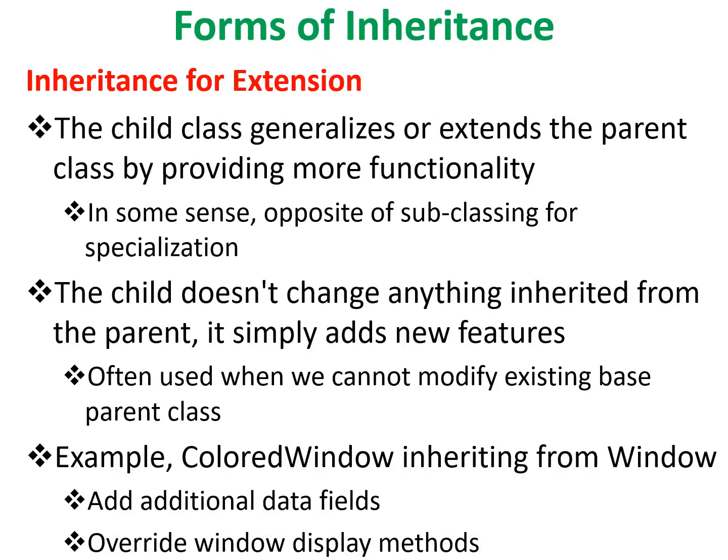Inheritance for extension. The child class extends the parent class by providing more functionality. In some sense it is the opposite of subclassing for specification. The child class does not change anything inherited from the parent class. It simply adds new features, often used when we can't modify the existing base parent class. Example: a colored window inherits from window, adds an additional data field, and overrides the window display method.